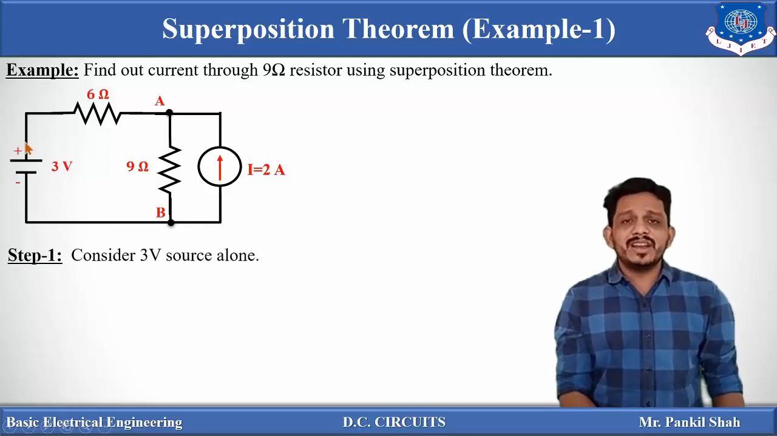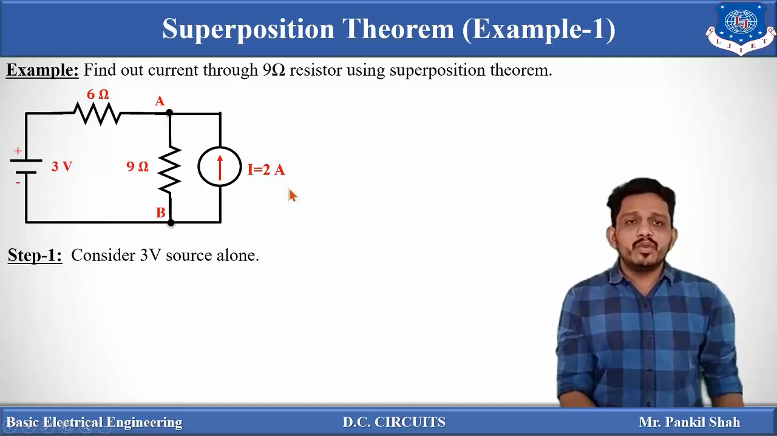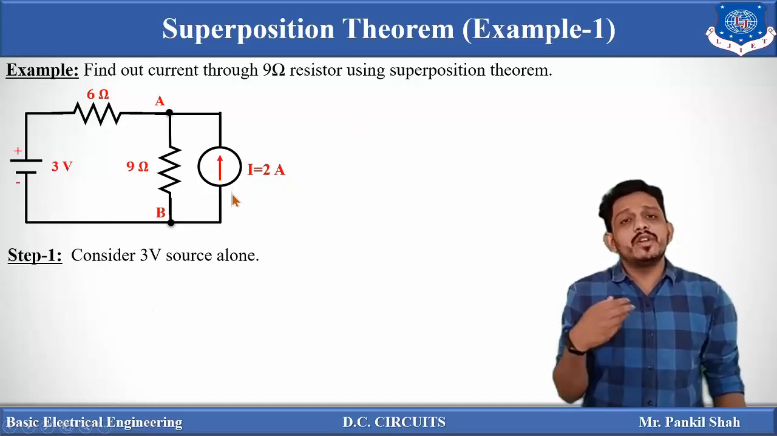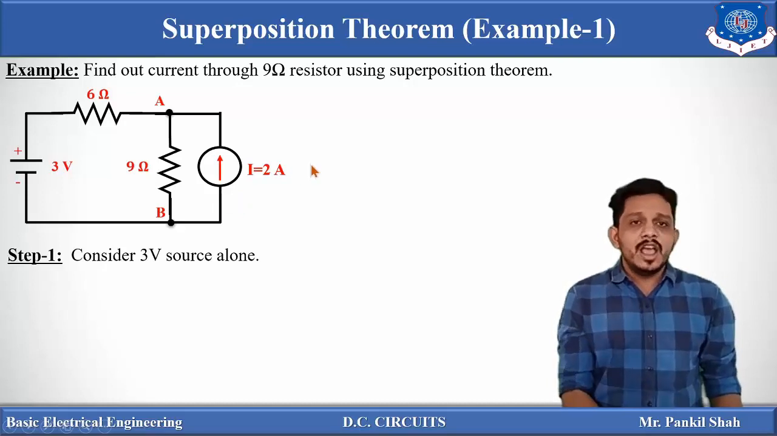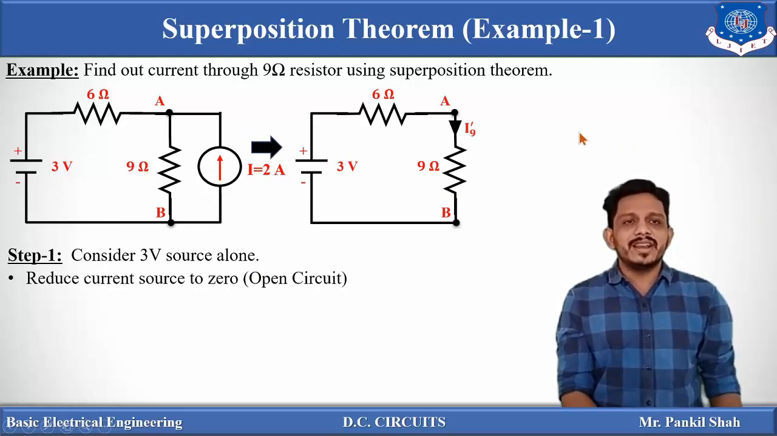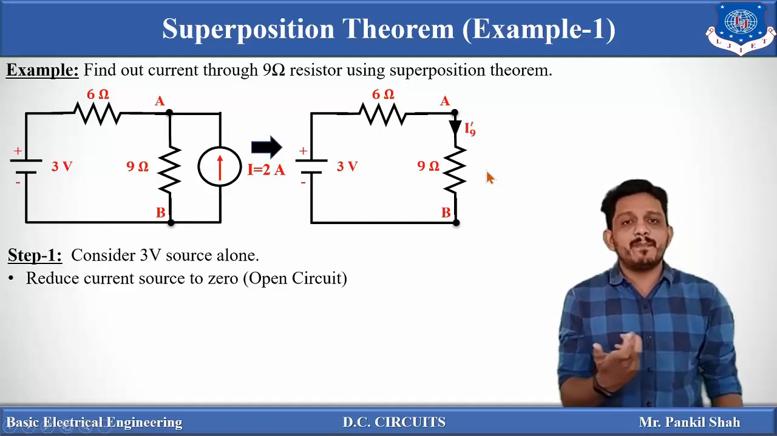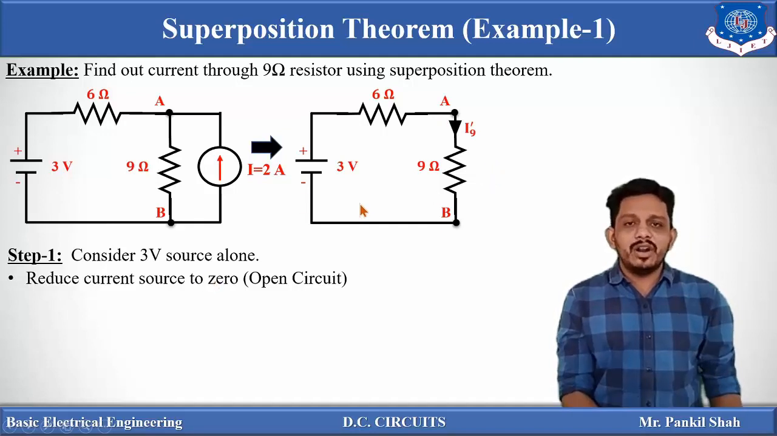First, we consider only this voltage source, that is the 3-volt voltage source. So you have to remove the current source and replace it by its internal resistance. But here no internal resistance is given, so this current source will be an open circuit. So we have open circuited this current source. Now we have only this network. Our aim is to find the current flowing through this 9 ohm branch. Let's say the current flowing through this branch is I9 dash, because this is a separate response obtained by only the 3-volt source.